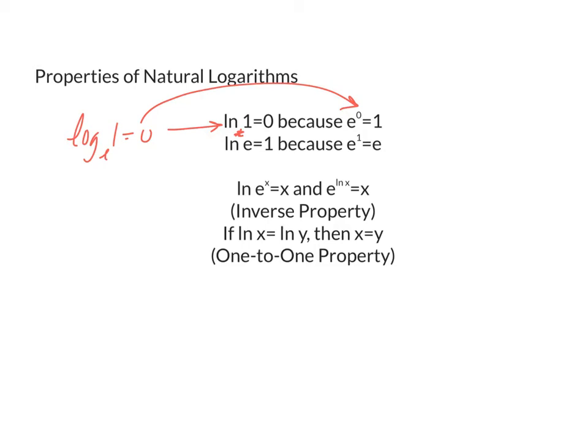The natural log of e to the x equals x, and e to the ln of x equals x. Essentially it's because they cancel. They're inverses of one another. And in the last one, it says if ln of x equals ln of y, then x equals y because they're one-to-one. So now we're going to use those properties to solve some natural logs.